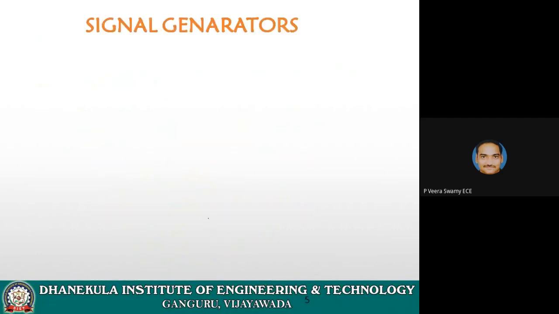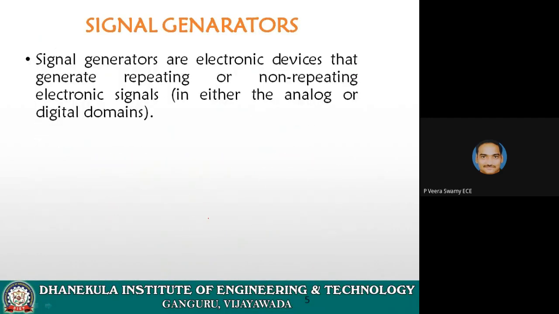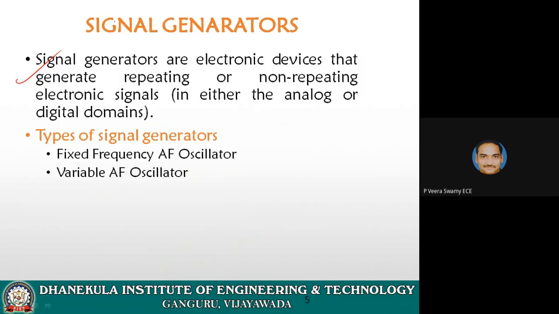So this is signal generator, and this is signal generator. Two types of signal generators, AF fixed and AF variable. These are the two basic types of signal generators.